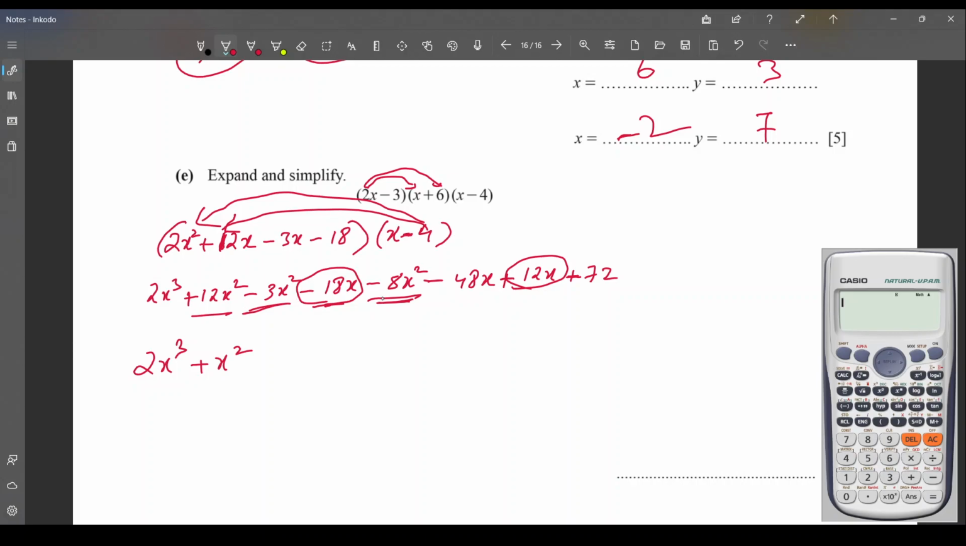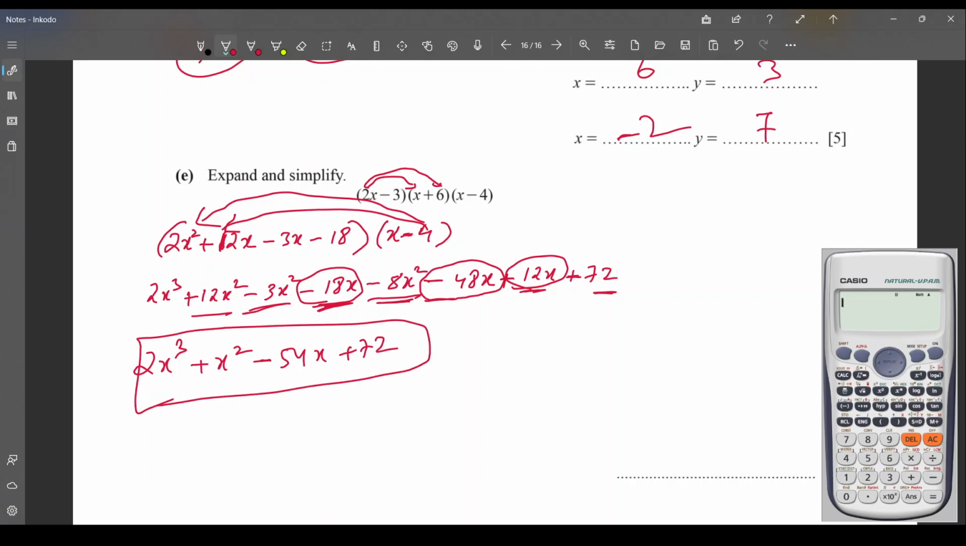So we have the x term as 8 minus 18 minus 48, and then we'll be having the total as, and there is this 12 also, right? So 6 minus 6 minus 48 is minus 54x, and then the last term is 72 plus 72. So this will be the final answer.